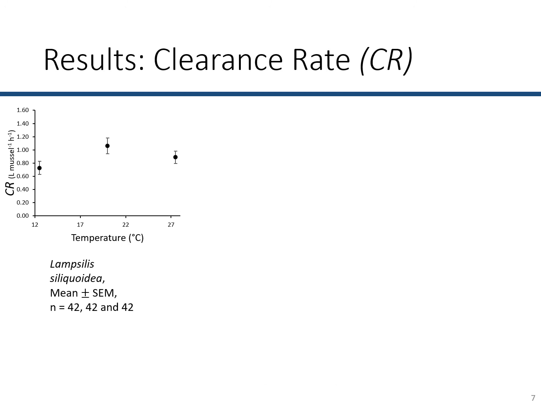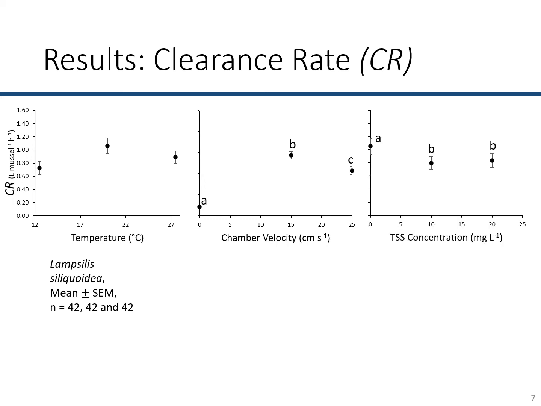So to start off, I found that CR followed a unimodal response to temperature, where although it wasn't statistically significant, CR appeared to increase from 12.5 to 20 degrees Celsius and then decrease from 20 to 27.5 degrees Celsius. Next, with chamber velocity, CR increased significantly from 0 to 15 centimeters per second and then decreased significantly from 15 to 25 centimeters per second. And last of all, with TSS concentration, CR decreased from 0 to 10 milligrams per liter and plateaued thereafter. So now let's take this one step further and break it down.